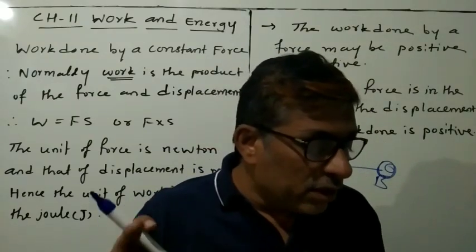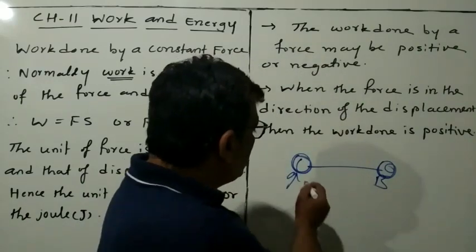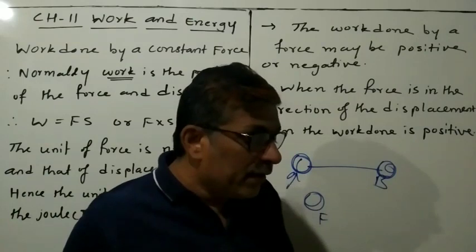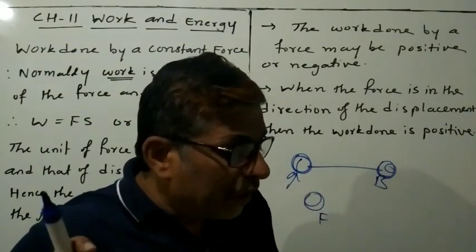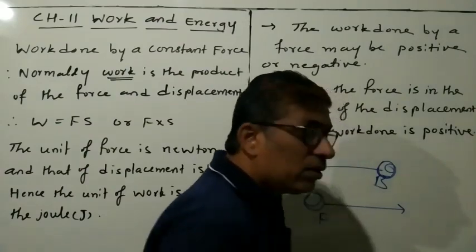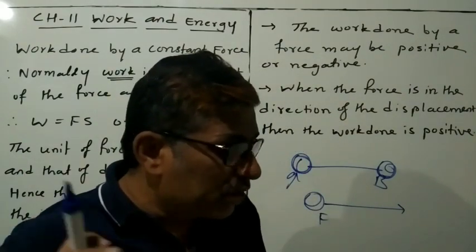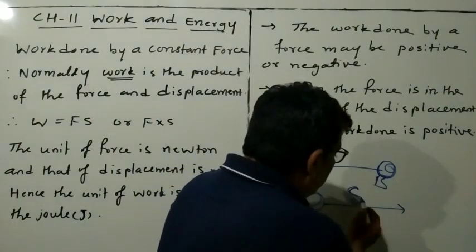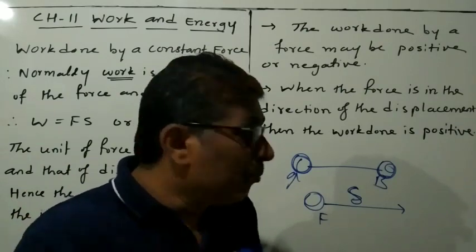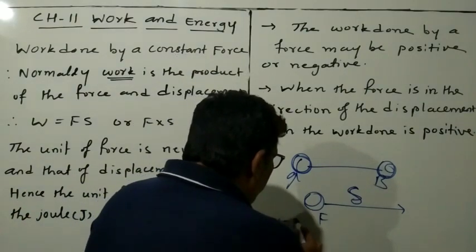So let a constant force F, we apply on an object. Let the object be displaced through a distance S in the direction of the force. So work done, let W be the work done. So work done is equal to F into S.